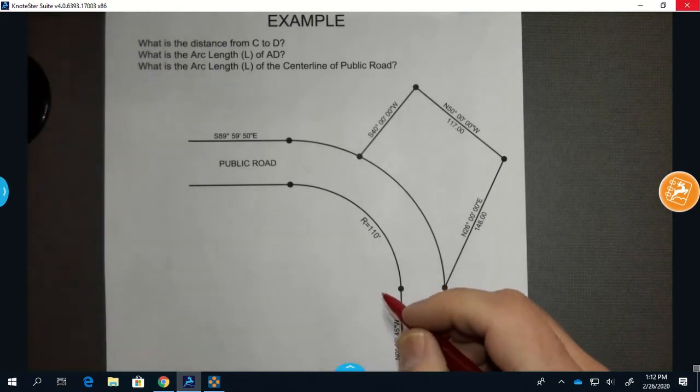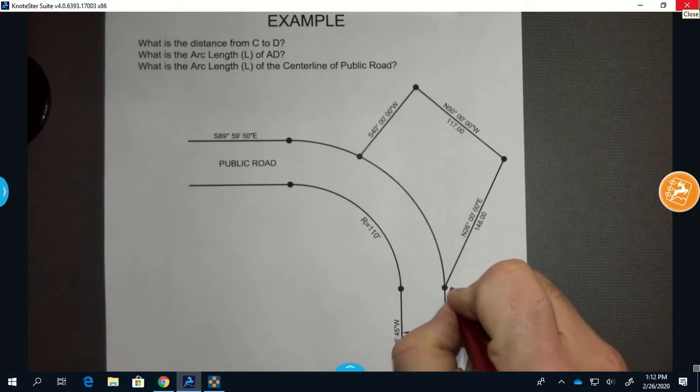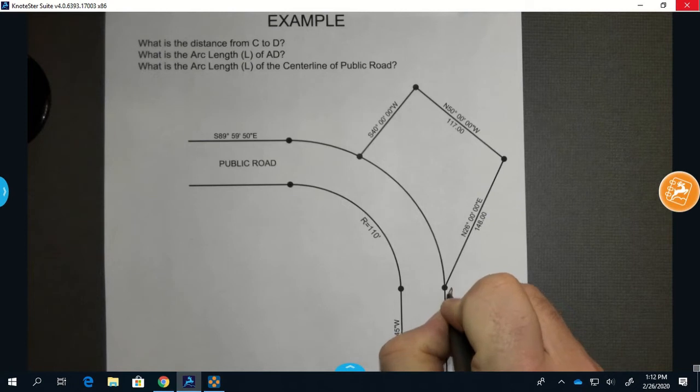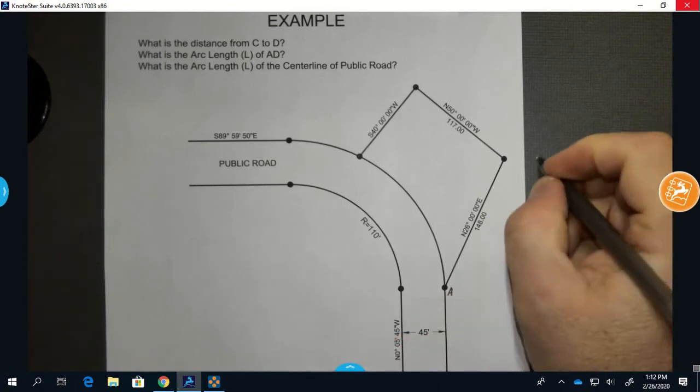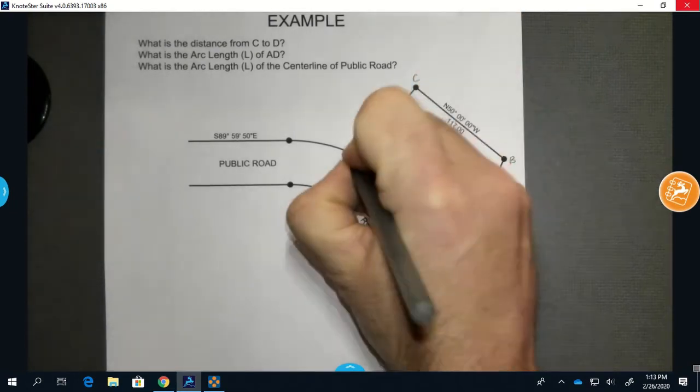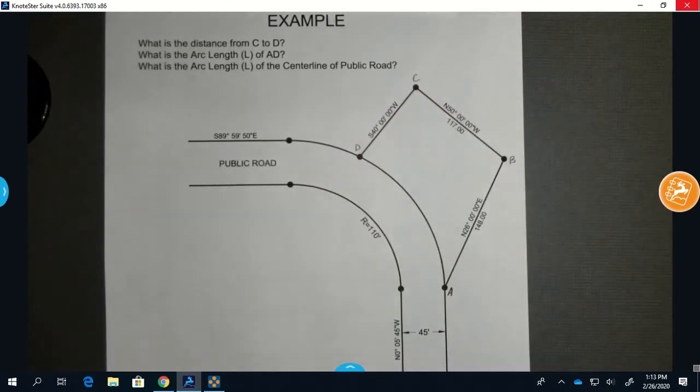And we're going to label these real quick. This is A. Actually, let me label that with a different color. I'll go with black. So this is A. This is B. This is C. And this is D. Okay? So we want to solve for those.